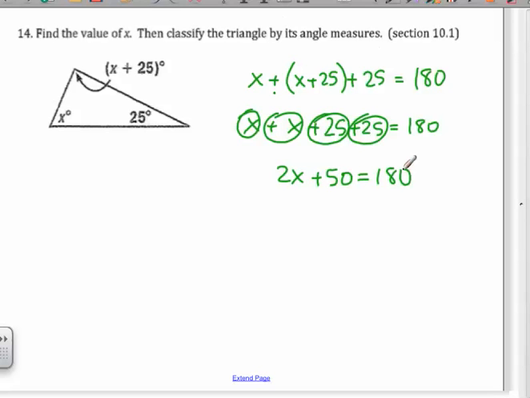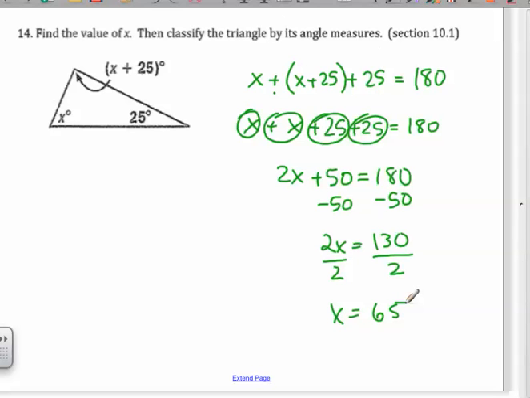Now I've combined all my like terms. I've reduced any fractions. I've distributed all that stuff. Now I'm ready to solve. Okay? And to solve, I need to get x by itself, which means I need to get the things that are farthest from x. I need to get rid of those first. So I'm going to subtract 50 from both sides, and I'm going to get that 2x is equal to 130. From there, I'm going to divide by 2, and I'm going to get that x is equal to 65.